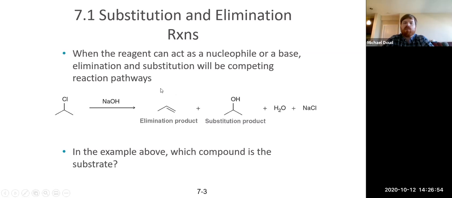So just keep in mind that these are going to be competing pathways, and we will need to use our chemical intuition and our chemical knowledge to be able to figure out which one's going to be the major product in the future. And also, when we design our own experiments, we're going to want to have either the substitution or the elimination product. I'll talk about some tools that you can use to help you bias it one way or the other.